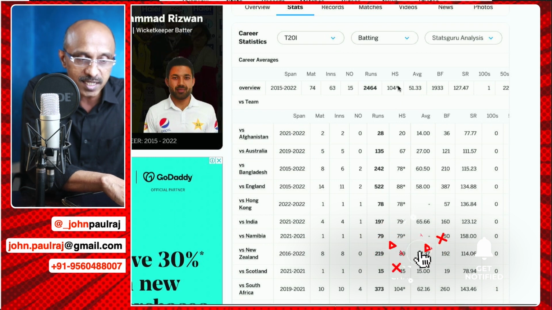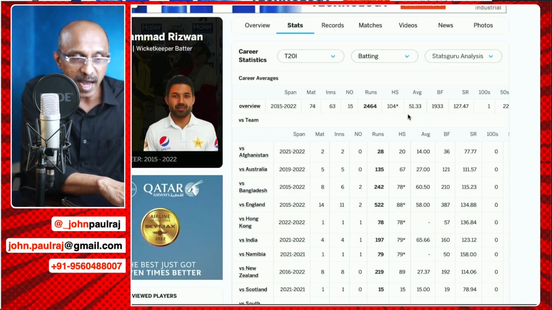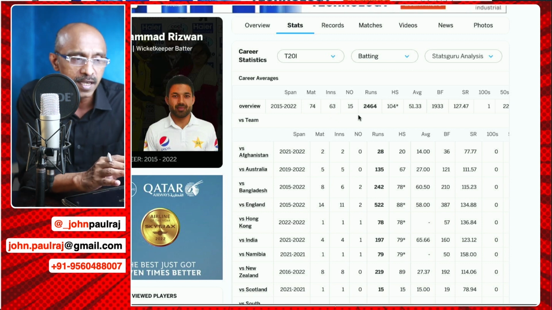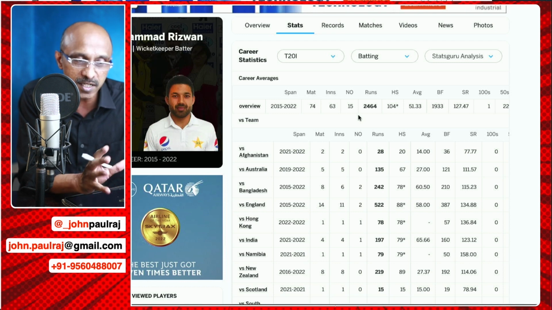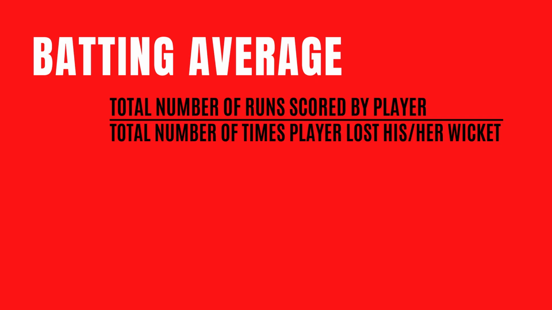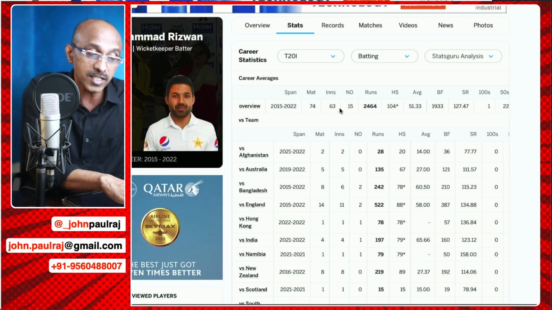And his average, that's the batting average. We'll first take a look at what this batting average is. Mohammad Rizwan's batting average in T20 internationals is 51.33 in all of those 63 innings that he has batted. And the way batting average is defined in all formats, even for Test matches or ODIs, is the number of runs that he has accumulated in all of those 63 innings divided by the number of times he was out. So let's just check.